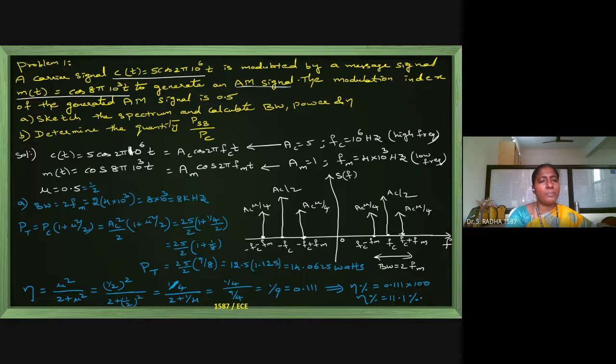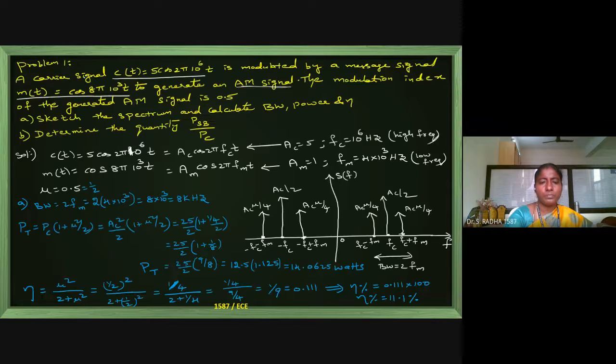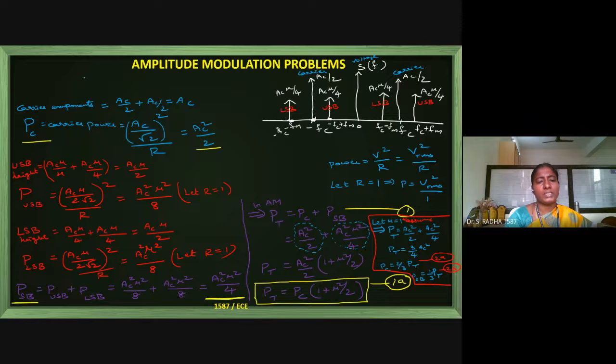Now go to the B part question. Determine the quantity PSB/PC. What is the fraction PSB/PC? Already sideband power, total sideband power, you can see the last line on the left side, which I underlined.